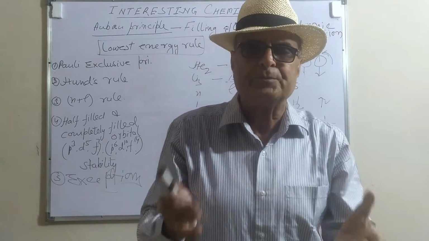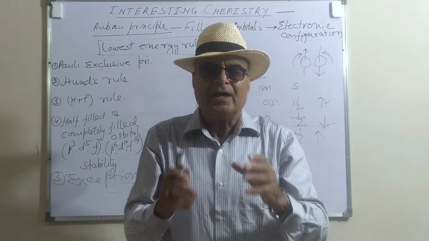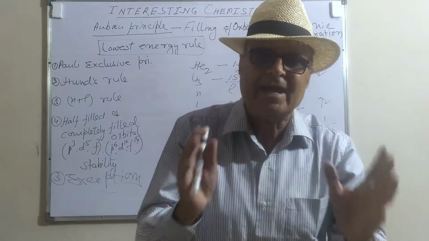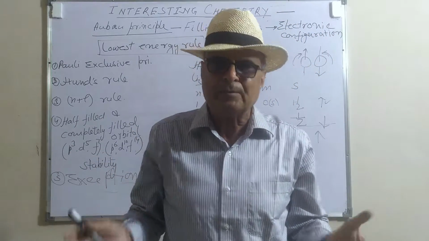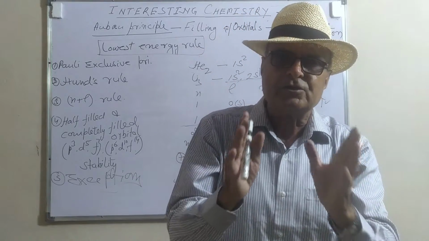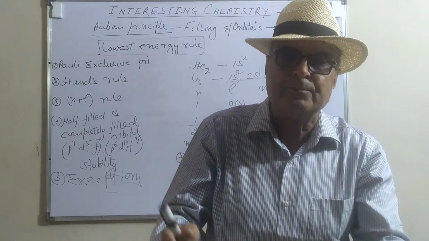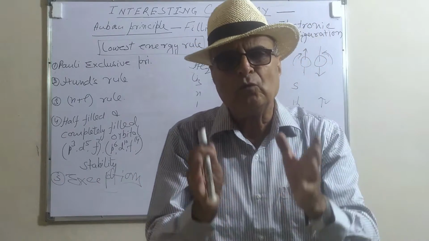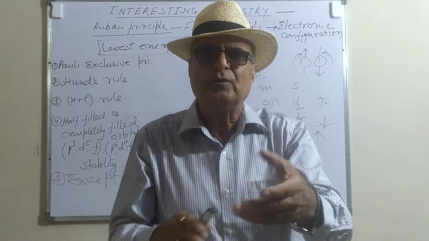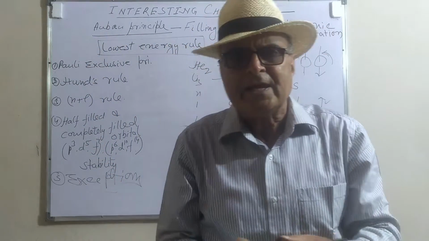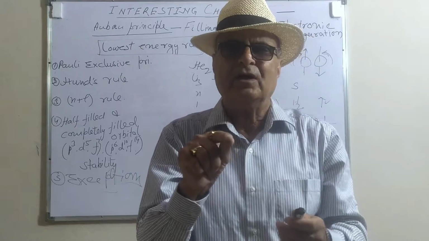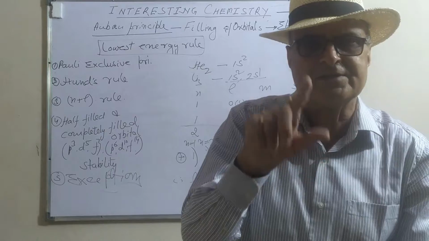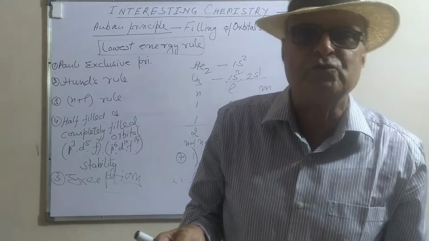Pauli exclusion principle tells us no two electrons in an atom can have the same set of 4 quantum numbers. There may be the same value of n, l, and m, but the fourth quantum number, s spin quantum number, is always opposite. One electron will spin clockwise, and the second electron will spin anti-clockwise. This is about the Pauli exclusion principle.